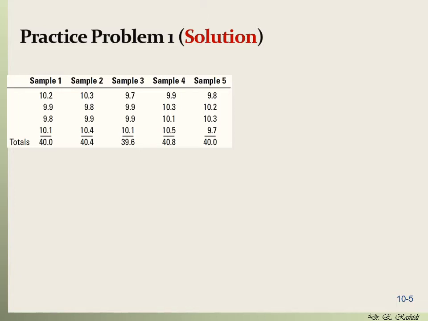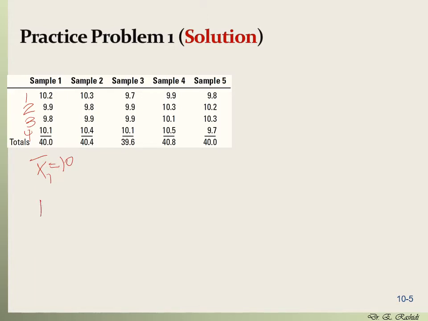So we have 5 samples here, sample 1, sample 2, sample 3, sample 4, and sample 5. And each sample has 4 observations: 1, 2, 3, and 4 observations. So let's see what is the average of the first sample, X bar 1. X bar 1 is, you sum up the 4 observations, that's 40 divided by 4, so that's 10. So the average of the first sample is 10.